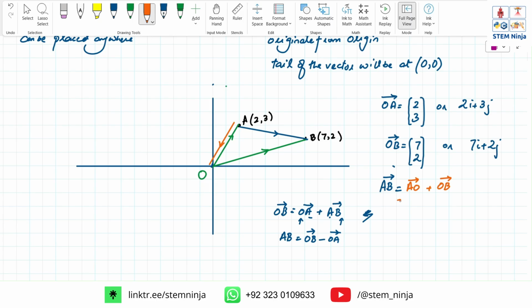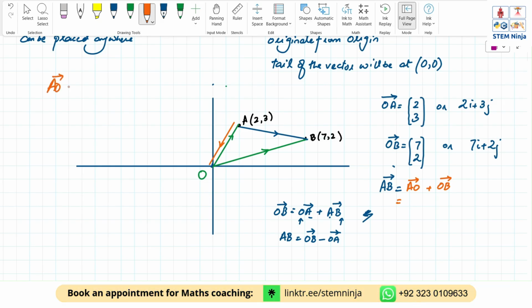And remember, AO is again minus of OA. So minus OA plus OB, exactly the same thing that we had over here. No difference. So no matter how you want to understand this concept, you can see that you would arrive at the same answer.